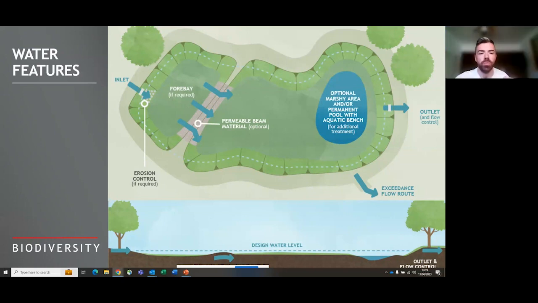Fantastic. And we've got one more question here. Do tree species vary in their ability to trap and absorb water-borne pollutants? Is there a risk of toxic contaminants killing off trees or planted vegetation?